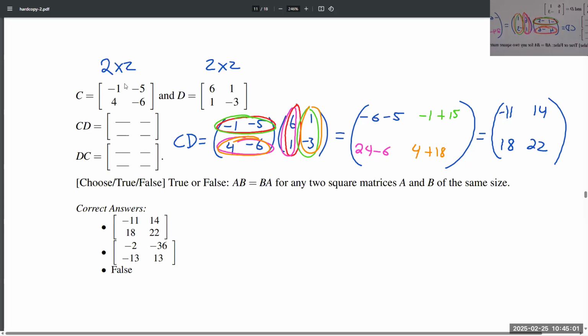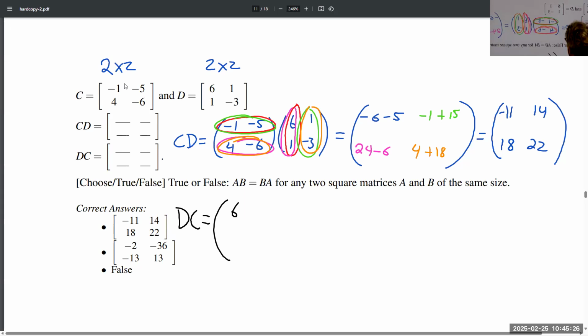Any questions about where I got any of those numbers or how I did that? Okay, well, lucky for you, we're going to do it again. We're going to do it in the other order, and we will find it's not the same. So let's find DC and see what happens.